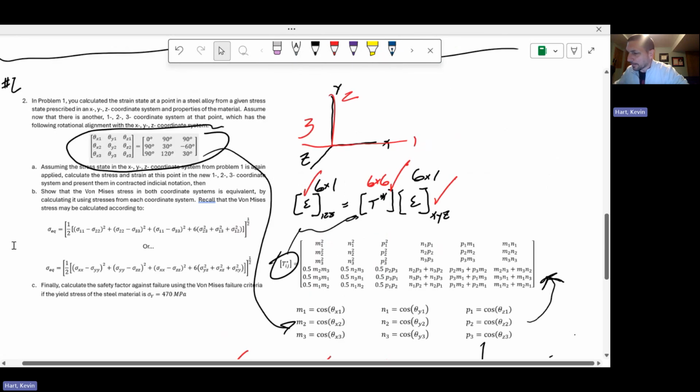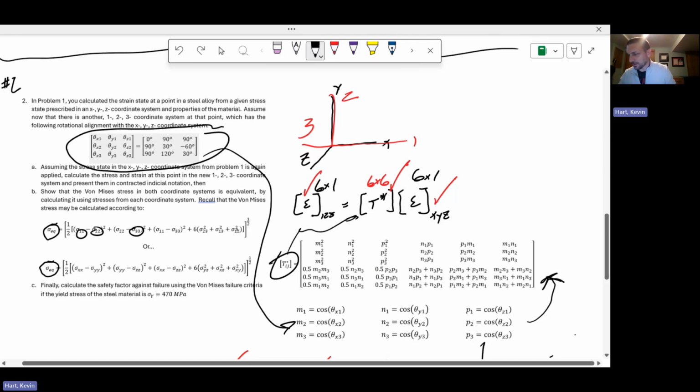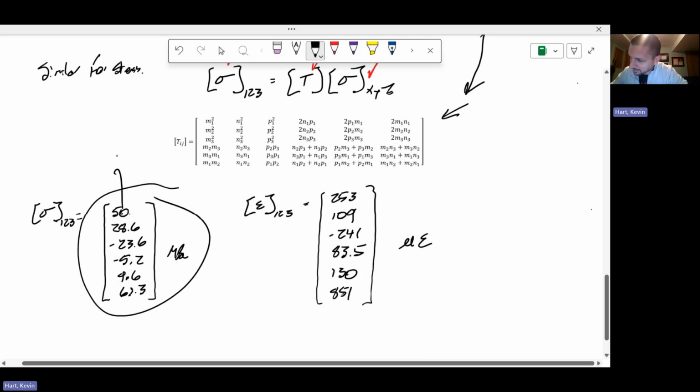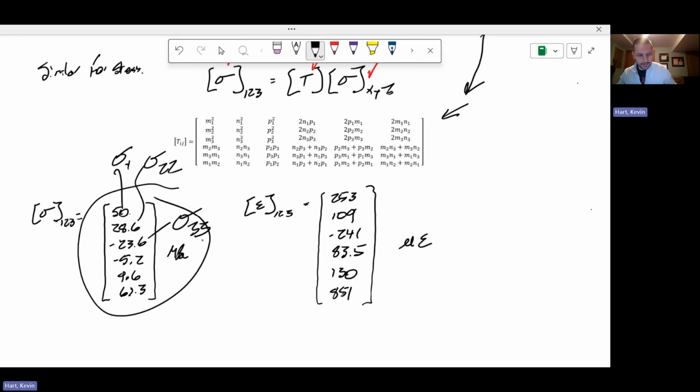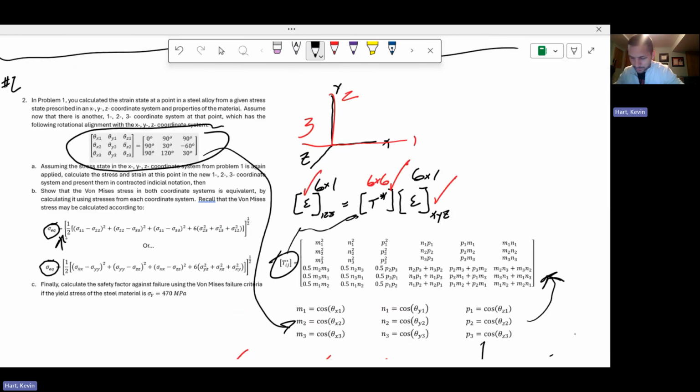Part B, we want to show that the von Mises stress in both coordinate systems is equivalent. That's easy. The equivalent stress can be calculated in the 2 different coordinate systems as sigma 11, sigma 22, sigma 33, 23, 13, 12. This is all the stress vector in the 1, 2, 3 coordinate system. So this is just plugging in. You have stress in the 1, 2, 3 coordinate system here. This is sigma 11, this is sigma 22, this is sigma 33. You get the point. Take those values and punch them into the equivalent stress calculation to figure out what the equivalent stress is in the 1, 2, 3 coordinate system.